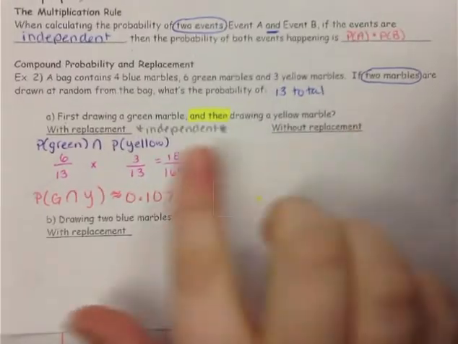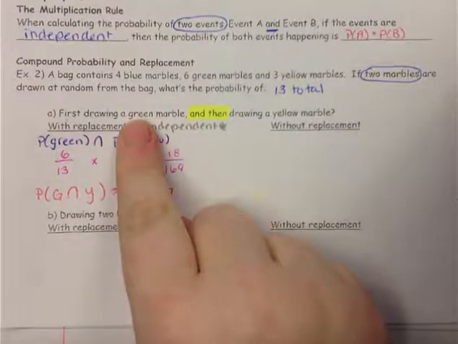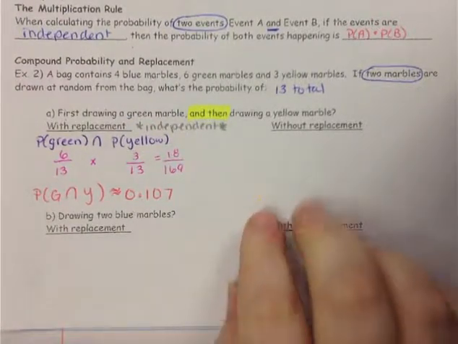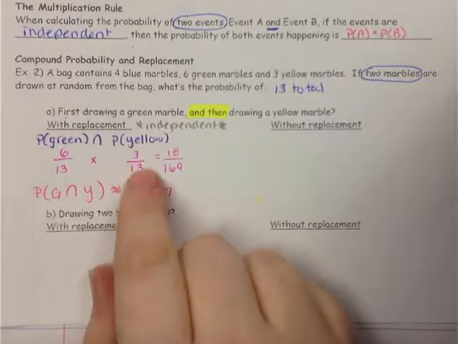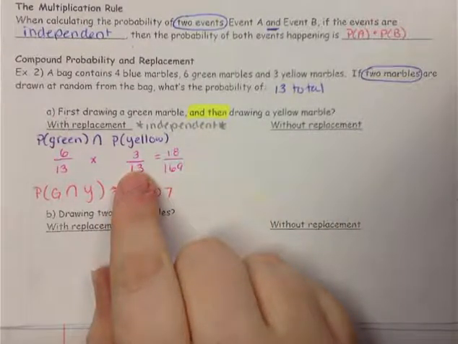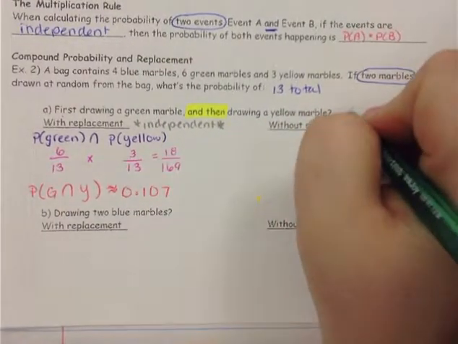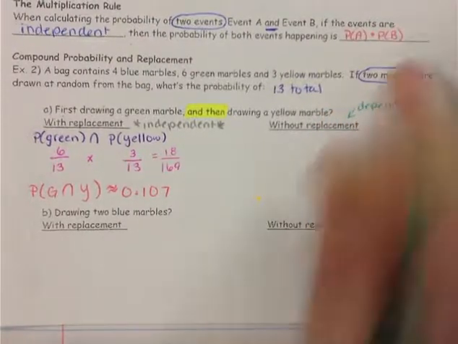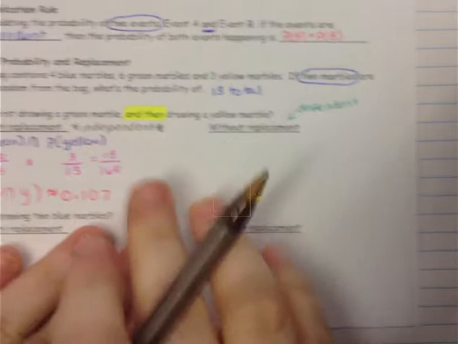Now, I'm going to do the same problem, but without replacement. What that means is that when you draw that green marble, we are going to keep that green marble out of the bag, and that means that the second probability will actually change because my total number will change. So this becomes dependent. Without replacement becomes dependent. Because it becomes dependent, we have to write it slightly different.